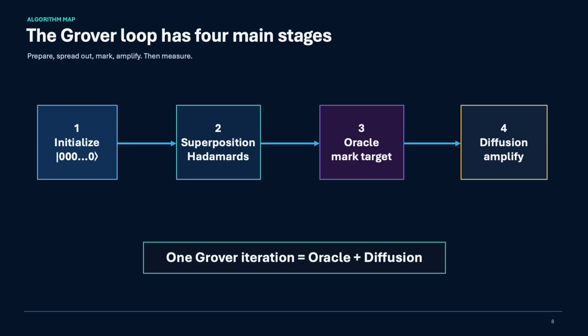Fourth, use diffusion. Diffusion takes the hidden mark and turns it into something useful by increasing the amplitude of the marked state. And here is an important vocabulary point. Oracle plus diffusion equals one Grover iteration. We may repeat that pair several times, then we measure. So if you forget every complicated circuit symbol later, remember the basic rhythm. Prepare, spread, mark, amplify, measure. Now we are ready to enter the strangest room in Maya's library.